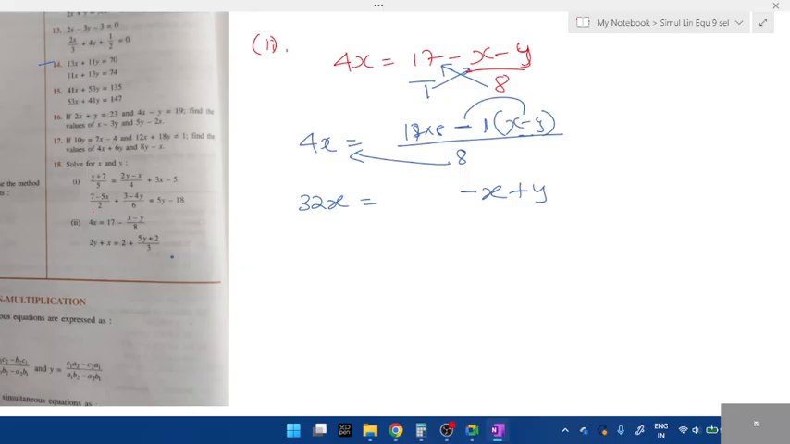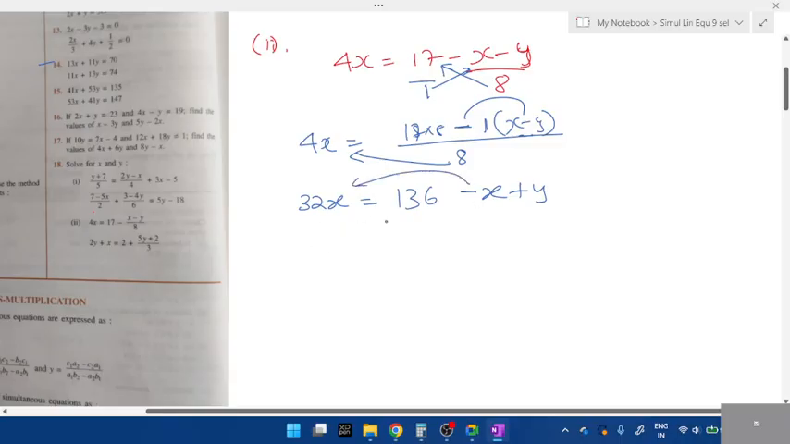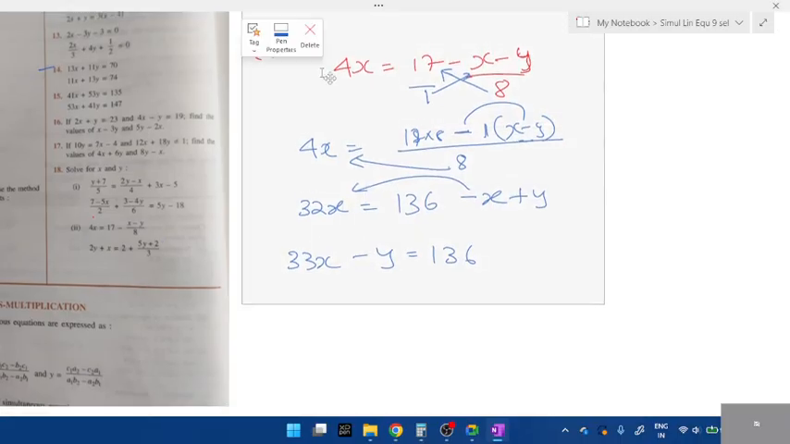136. See, if I just tell one step, what about the next one, students? Minus x goes to this side. 32 minus 1, then it becomes 33. 31x, right? Hmm? Oh, sorry, it changes. 33x plus y becomes equal to 136. Is this clear? You all try the next one.